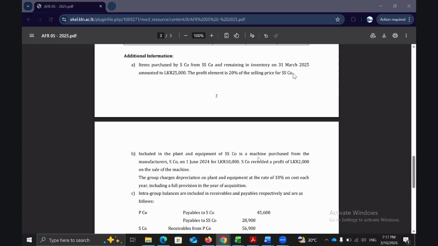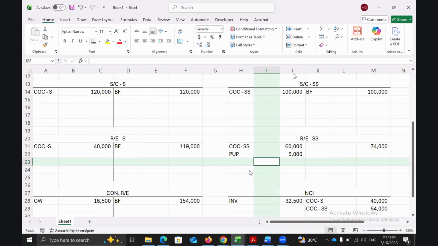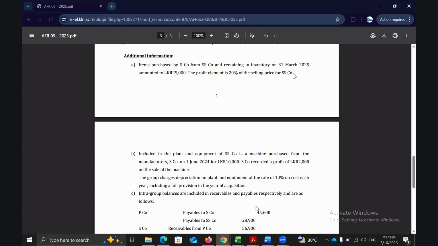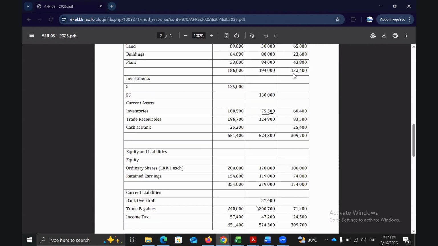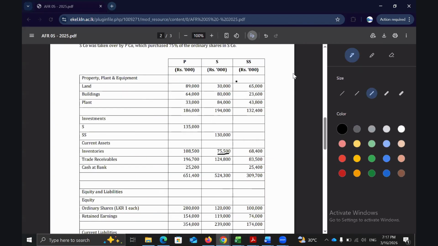Yes. We need to take it out from entity S. Provision for unrealized profit, 2,000. And the same balance should be taken out from whose plant and equipment balance? The same amount should be taken out from the plant and equipment balance of which entity? Entity SS.